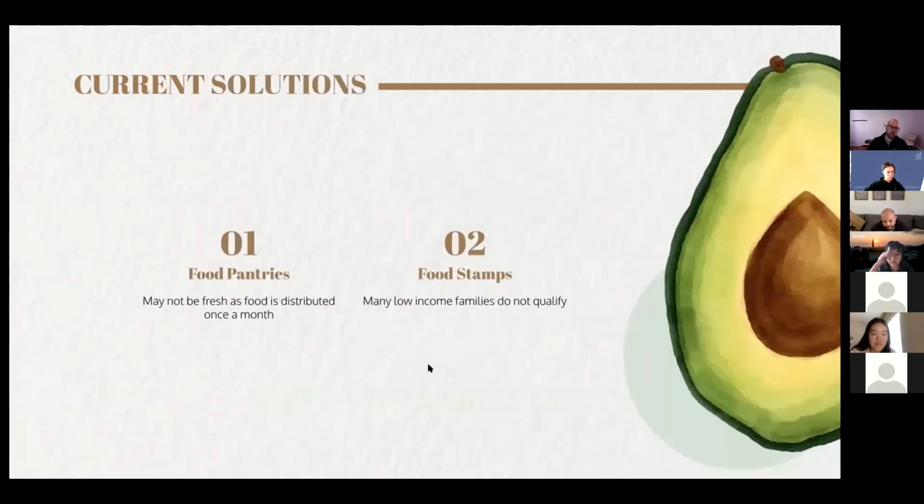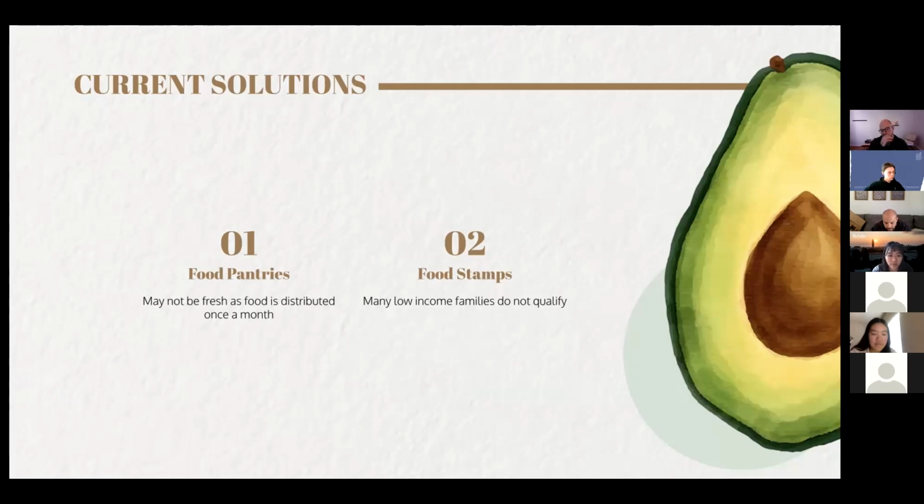So I decided to look at some of the current solutions to find out why they did not work, to understand the problems, what problems still need to be addressed in my solution. Food pantries are an obvious answer. However, distribution only occurs approximately once a month, and produce easily goes bad during this time. Food pantries often give out prepackaged meals, which are often high in sodium and high in sugars.